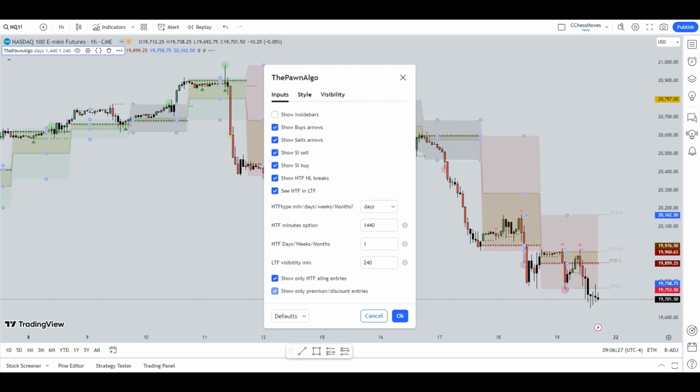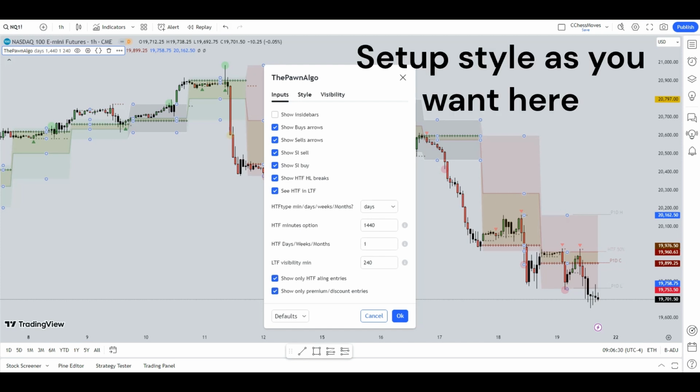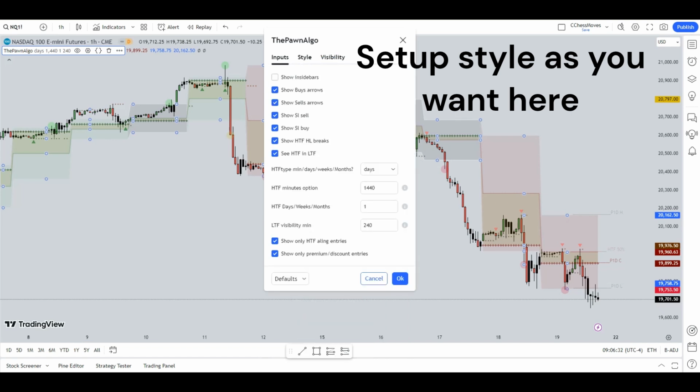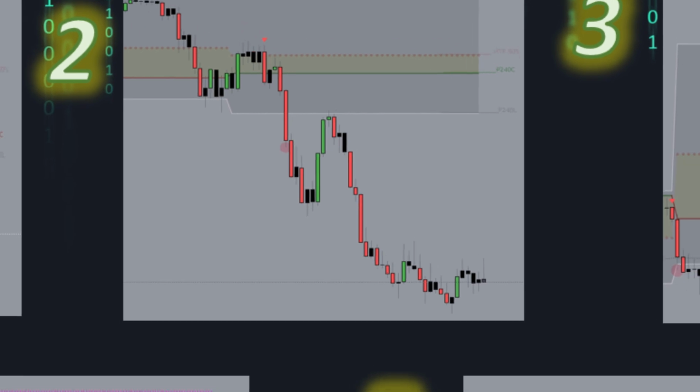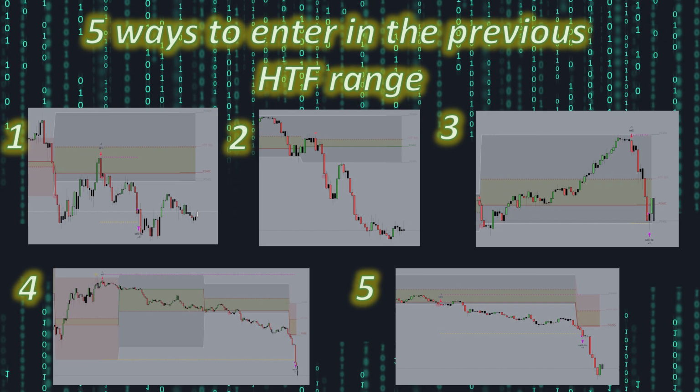I already tested with real data and statistics the best combinations of the higher time frame with the lower time frame, and came to the conclusion that there are 5 ways to enter using the previous higher time frame range. I will explain very quickly because depending on which one we use, the probabilities are different.